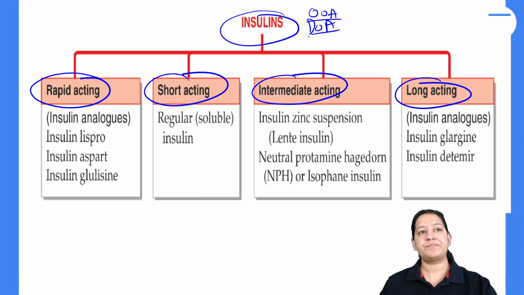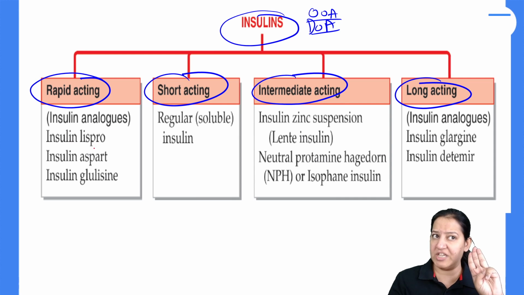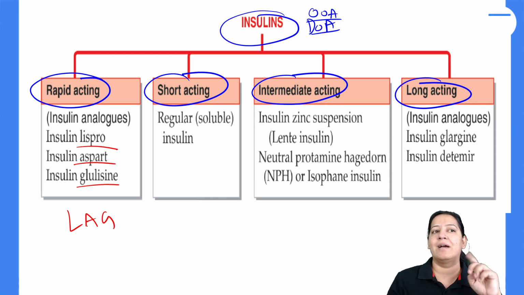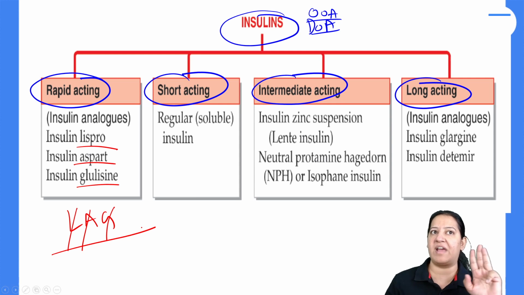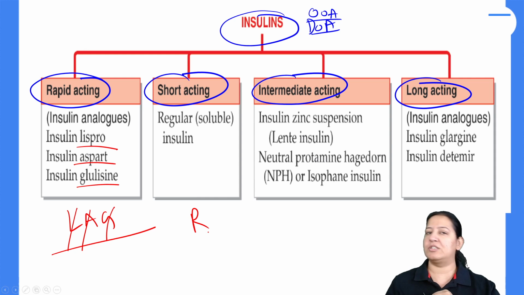Rapid insulin. The rapid insulins are of 3 types: Lispro, Aspart, Glulisine. So we will make a mnemonic. Lispro, Aspart, Glulisine. The 3 types of rapid acting insulin. Have you got it? The 3 types of rapid. In short acting there is only one, regular insulin. Only one. Regular insulin is the short.